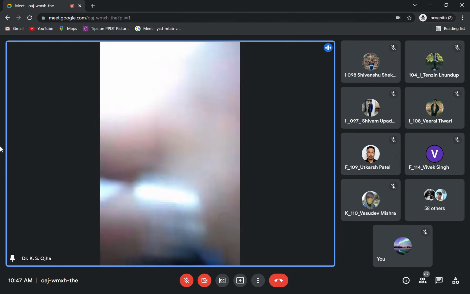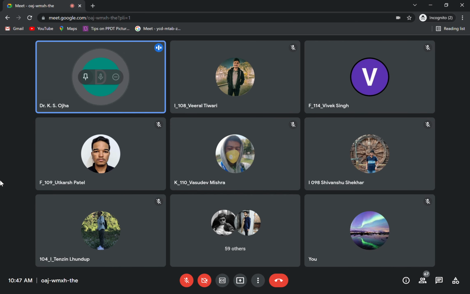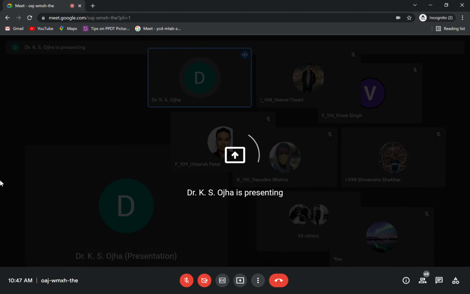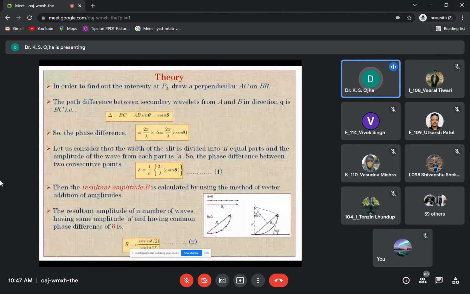So by using this vector addition method, we will find the resultant amplitude of these n superimposing waves. You just see whatever I have drawn on paper. This is the whole figure. So when we find the resultant, this is equal to R. R is equal to A sin(nδ/2) divided by sin(δ/2). This is the resultant amplitude of n waves.